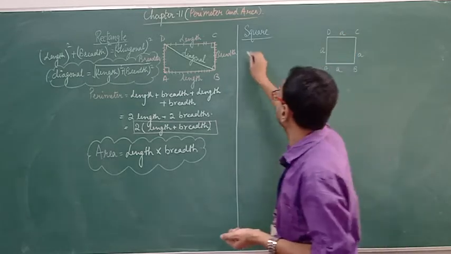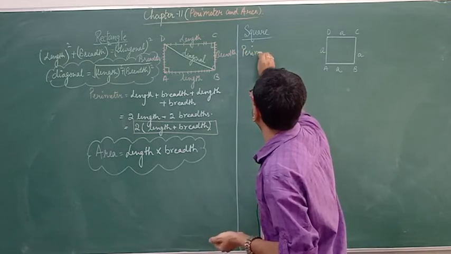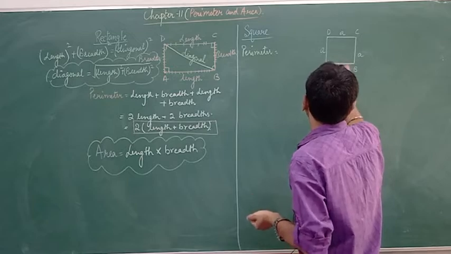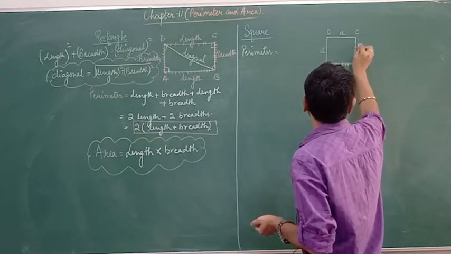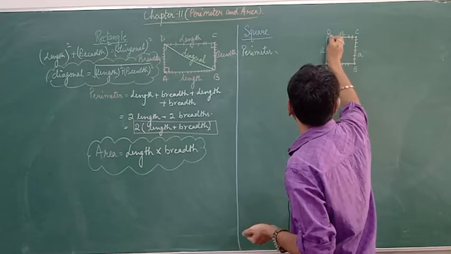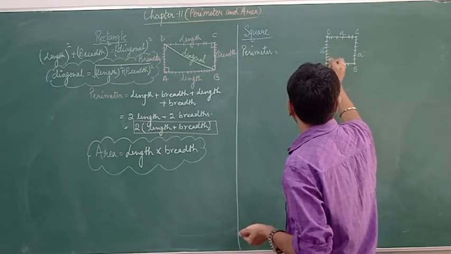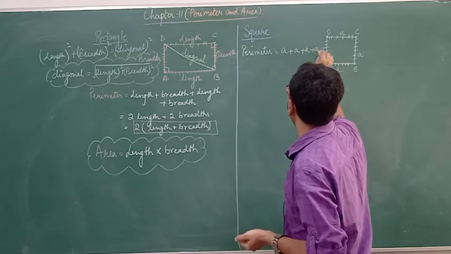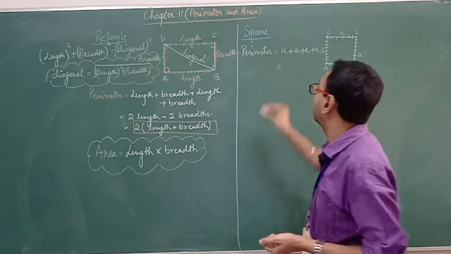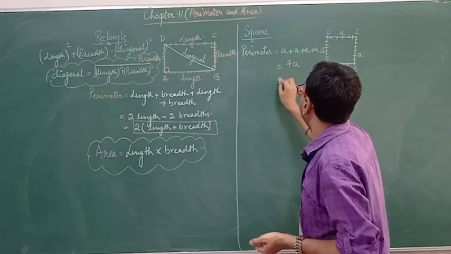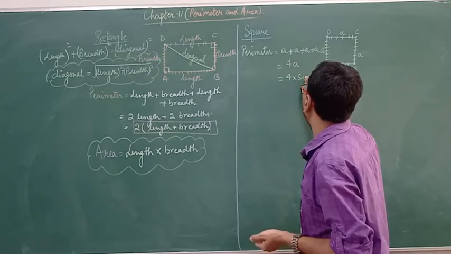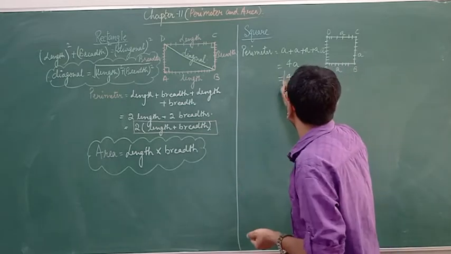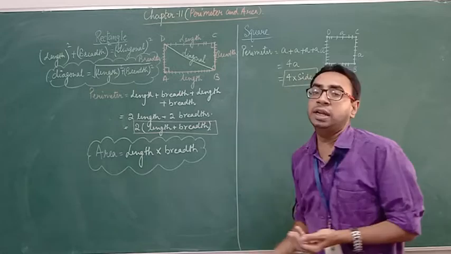Perimeter of a square. Move along the side. Climb a point. Start moving. Reach B. Reach C. Reach D. Finally reach A. It means A plus A plus A plus A, which is 4A. A is the side, that is why 4 into side is the formula of perimeter of a square. Are we clear? Perimeter of a square is 4 into side.